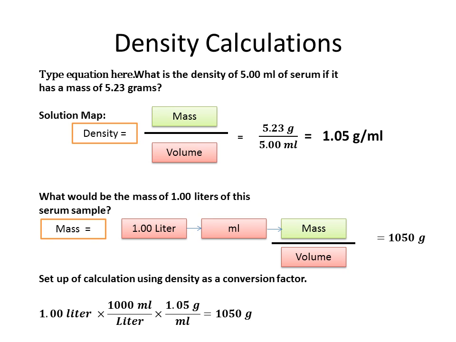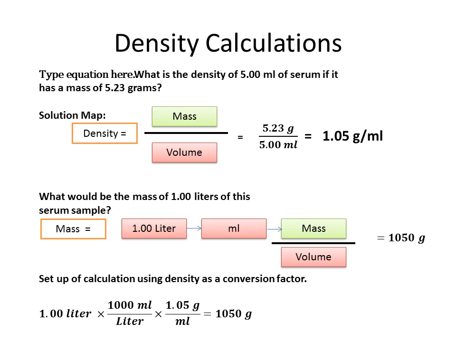Here's an example. What is the density of 5 milliliters of serum if it has a mass of 5.23 grams? Well, this solution map is pretty easy. You're simply going to find the mass, put that in the numerator, and find the volume in milliliters and put that in the denominator, do the division. So you're given that in the problem, and here's the setup, and it ends up to be 1.05 grams per milliliter. The straightforward calculation of density.